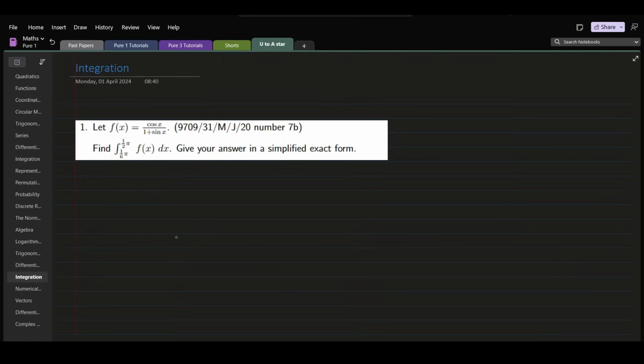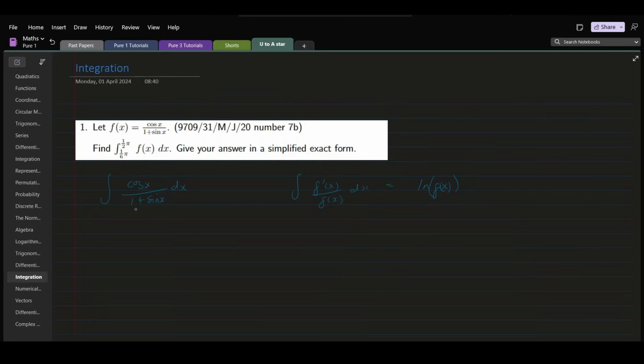Let f of x equal cos x over 1 plus sine x. Find the integral from 1 over 6 pi to 1 over 2 pi of f of x with respect to x. Give your answer in a simplified exact form. Okay, so we are integrating cos x over 1 plus sine x, and this is with respect to x. So for this, we're going to use what we call the method of recognition, which states that the integral of f prime of x over f of x with respect to x is equal to ln f of x.